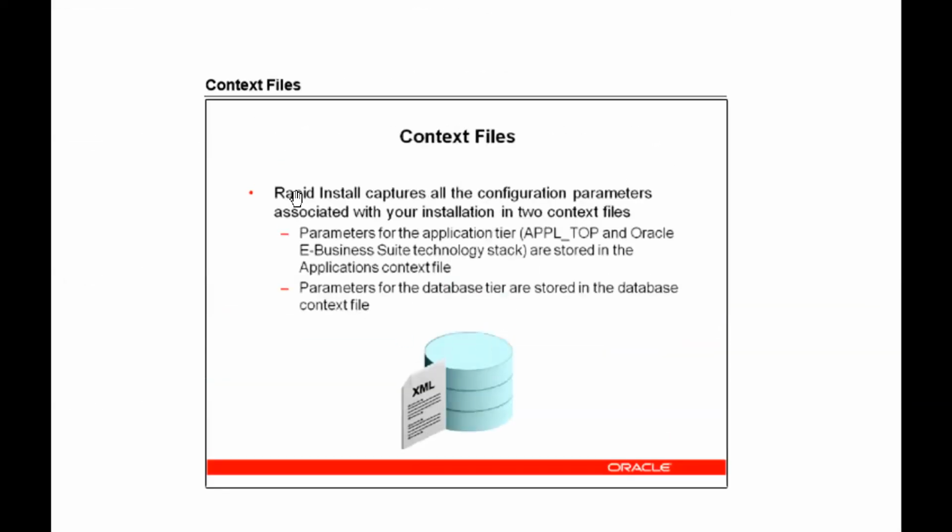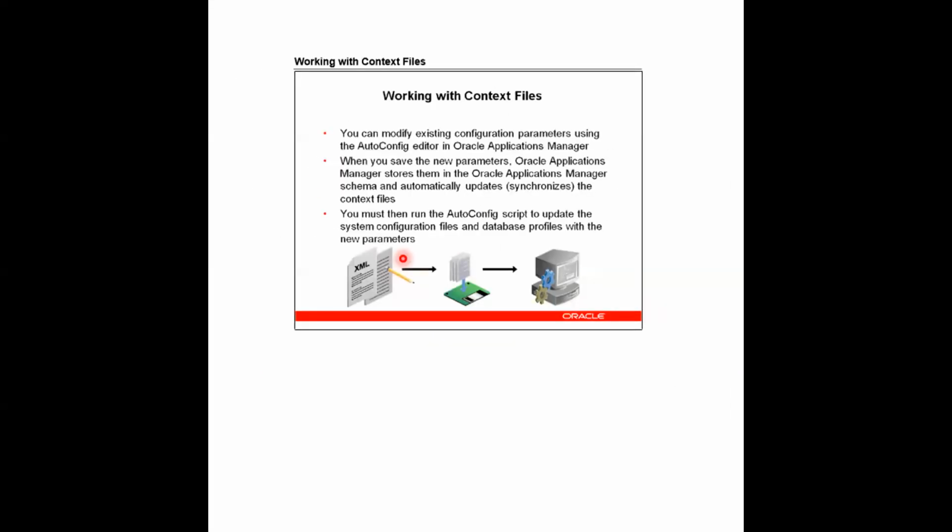That's why we should not make any changes to our start-stop scripts, because even if you make the changes, they will be lost. So Rapid Install captures all the configuration parameters associated with your installation in 2 context files. One is the application and one is the database. Parameters for the application tag, Apps Top and Oracle E-Business Stack are stored in the application context file. Parameters for the database tag are stored in the database context file. So there are 2 context files. That's what you need to understand.